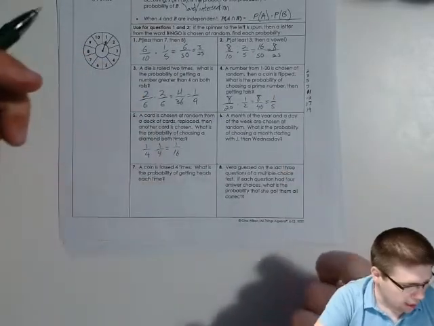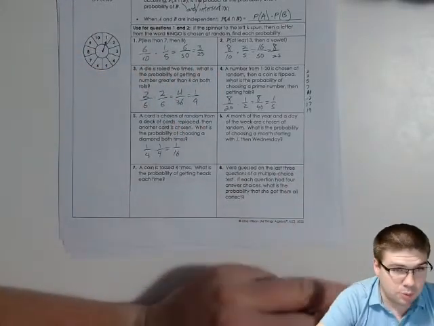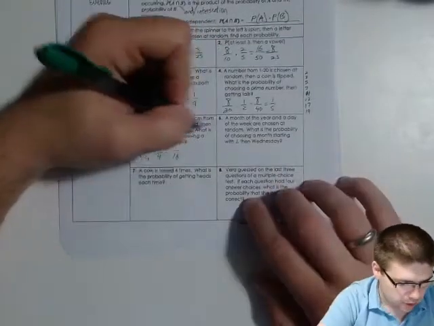If you didn't replace, and it probably should say "and shuffled," then it would actually move into our conditional probability situation.